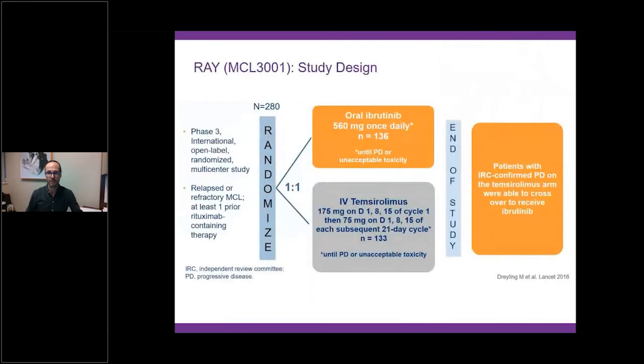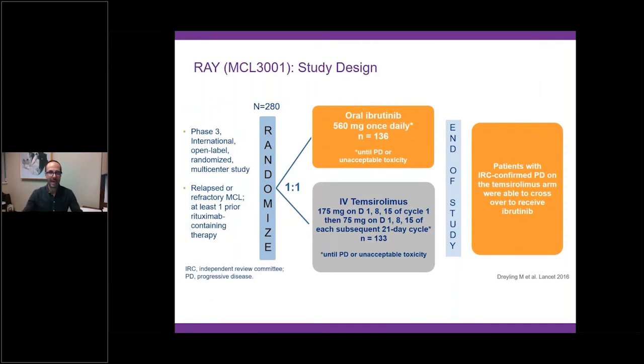So this was shown in a number of studies, but I think this is the largest one, called the RAY trial. And in this study, 280 patients with relapsed or refractory mantle cell lymphoma were randomized to ibrutinib daily until progression or toxicity, or temsirolimus. This is an old drug that was used in Europe for many years and was felt to be the standard of care in Europe.